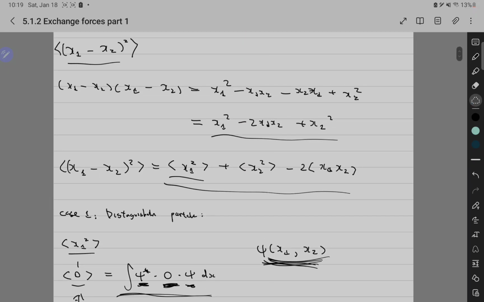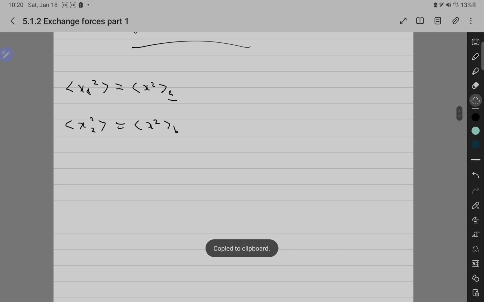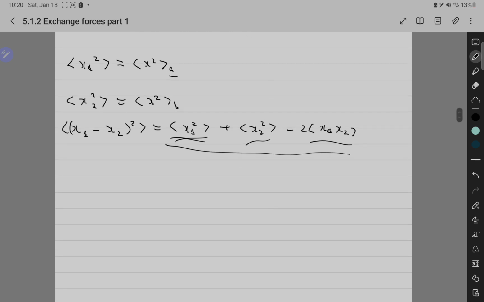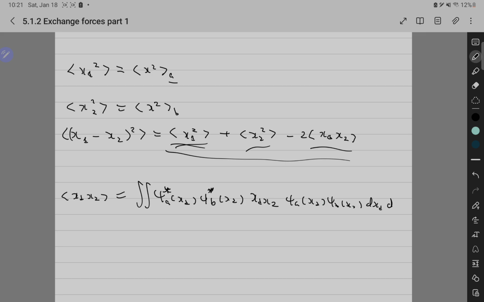So if we bring this formula down, copy this and paste this, you'll realize that we have x1 squared, we have x2 squared, but we're missing x1 x2. So let's find the expectation value for x1 x2. This is going to be a double integral of psi A conjugate x1, psi B conjugate x2, and then you have x1 x2 squeezed between them, and then psi A x1, psi B x2, dx1 dx2.